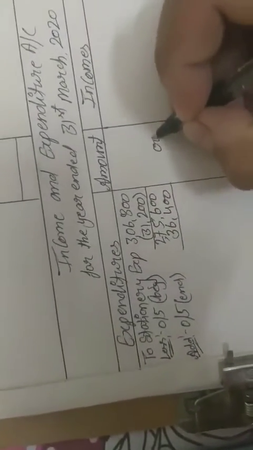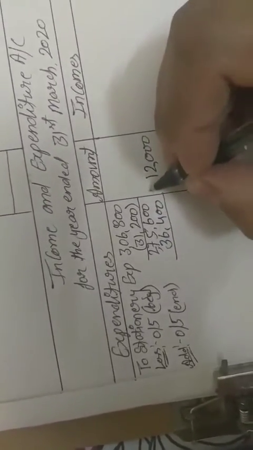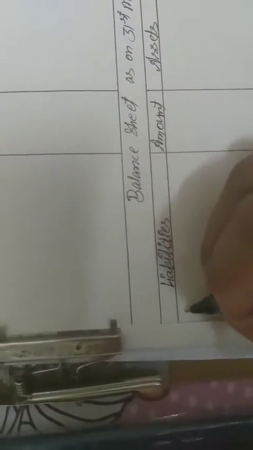Total amount 0, carry 1 2, carry 1 1 or 3 lakh 12,000. Okay, and this outstanding will transfer to closing balance sheet. It means on 31st March 2020 outstanding stationery expenses 36,400. First adjustment is completed.